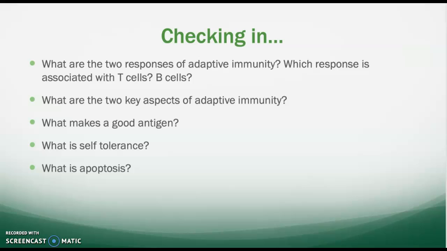So, some checking in. You should be able to name the two responses of the adaptive immunity and which one is associated with T cells versus B cells. You should name the two key words of adaptive immunity that I talked about. You should know what makes a good antigen versus a poor antigen. Be able to define self-tolerance and apoptosis. So that's the end of 12.1.